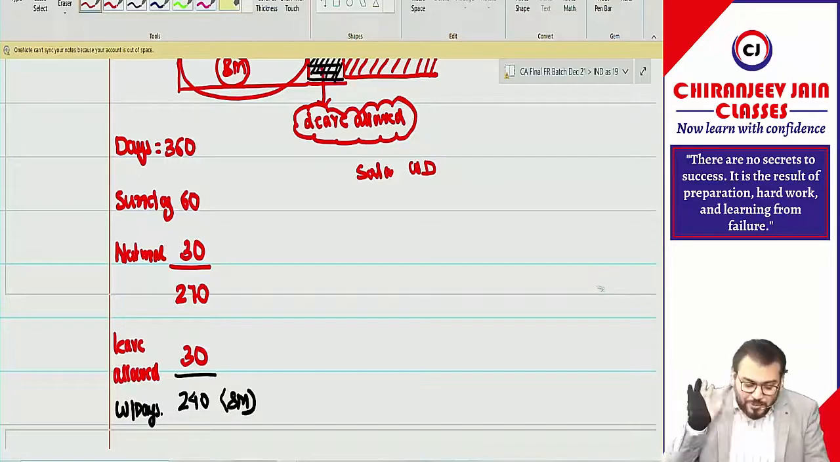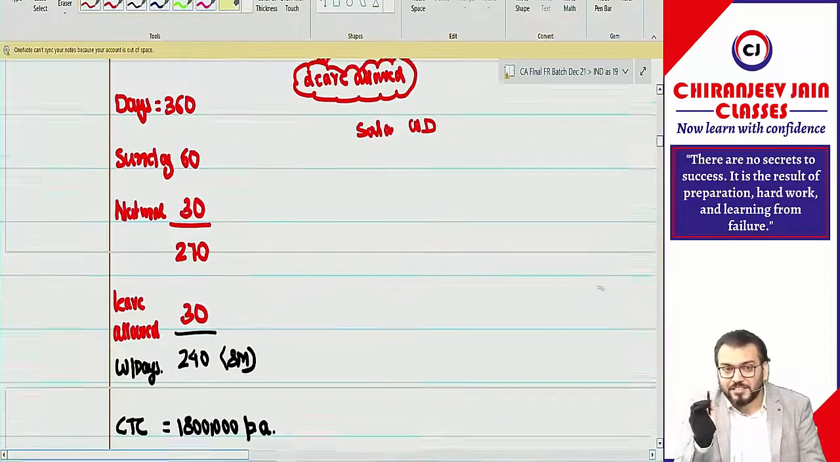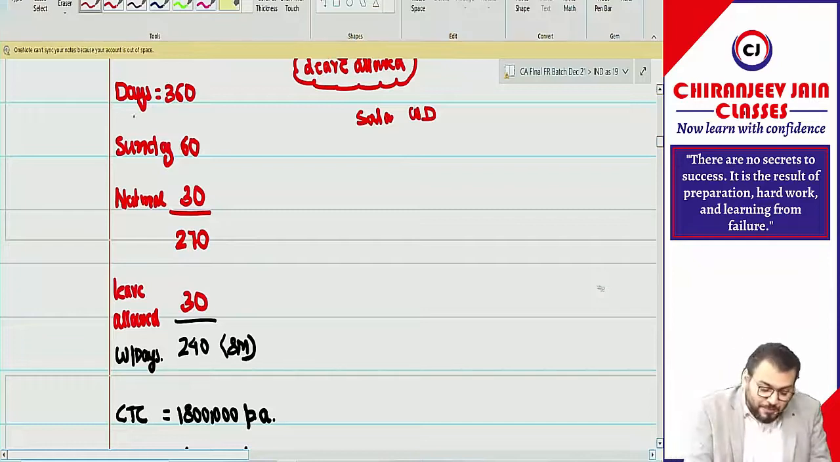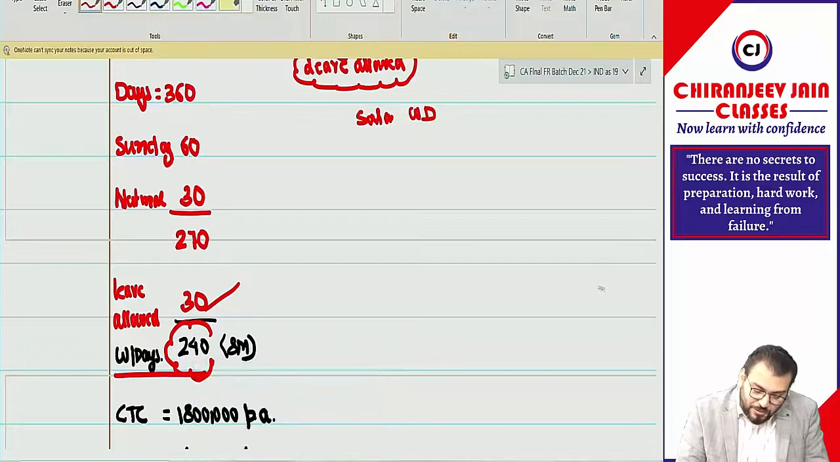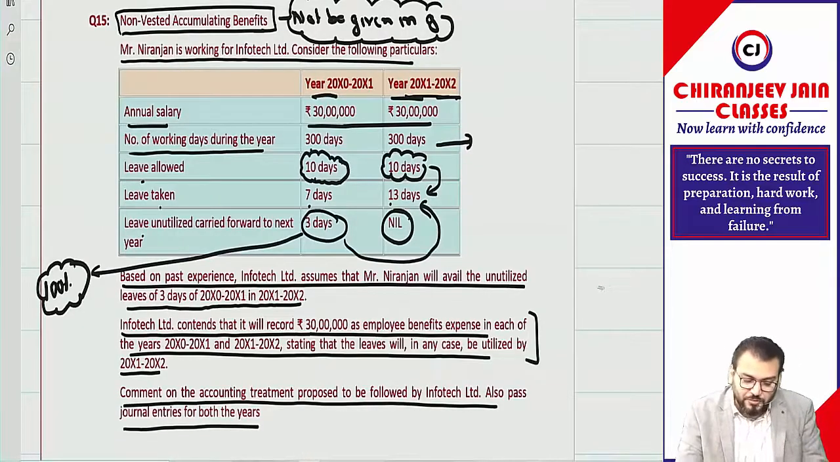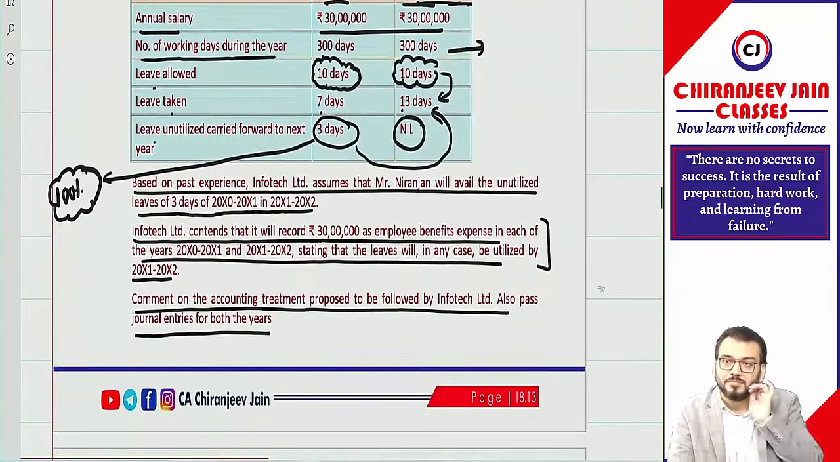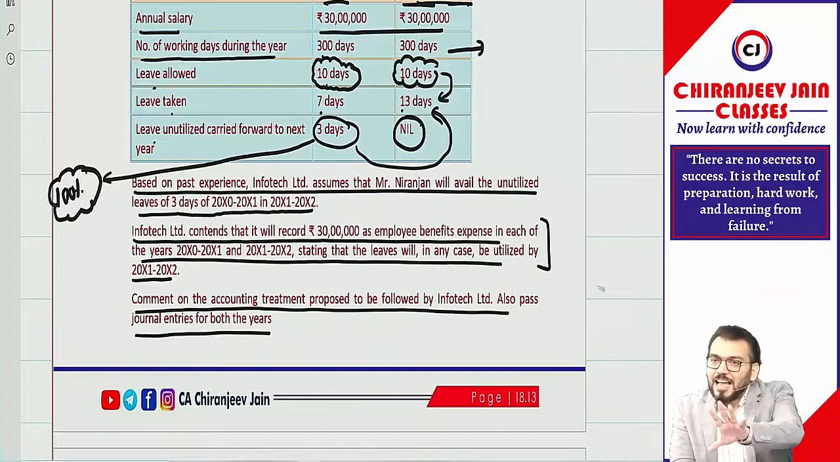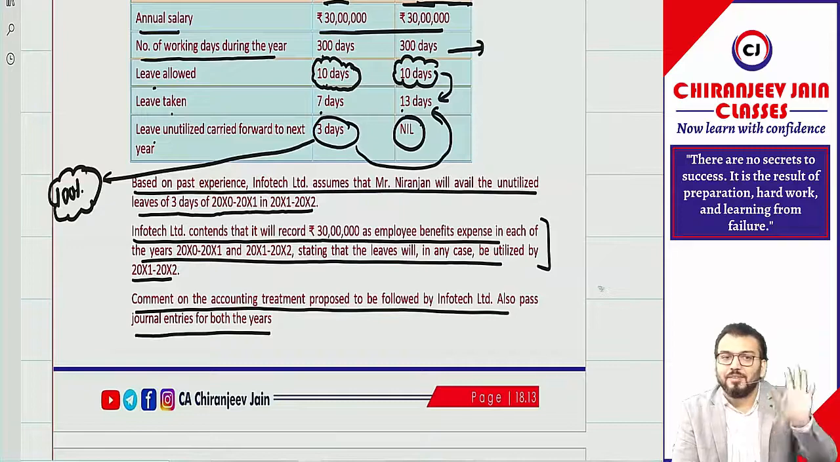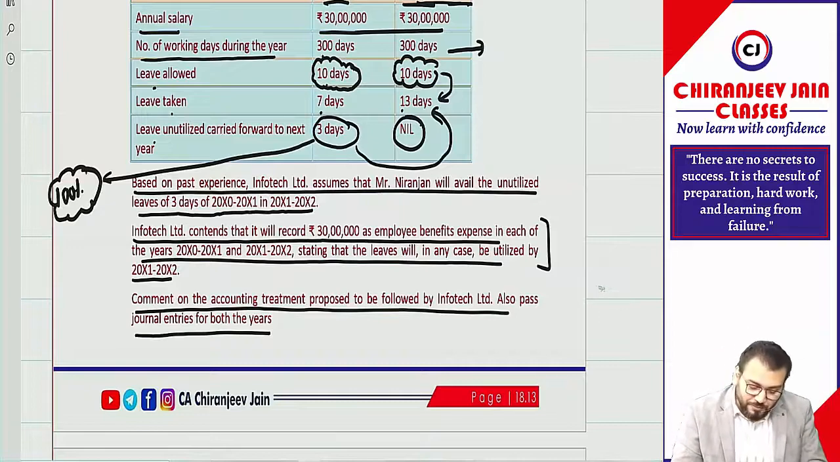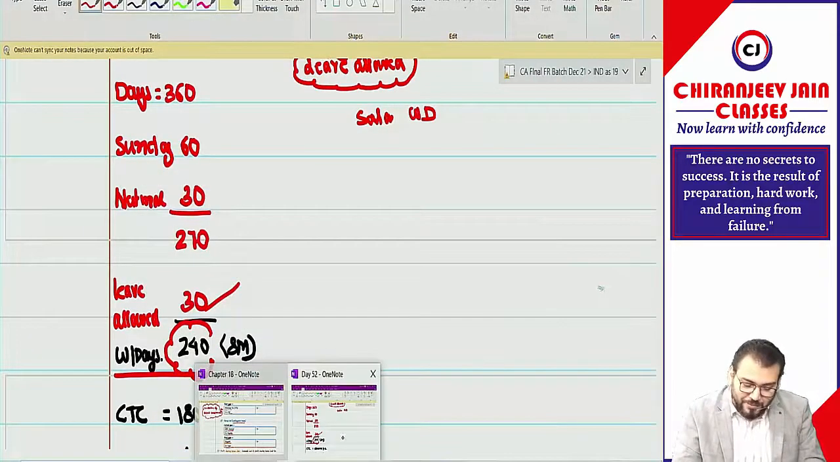So from my viewpoint, whenever I am saying number of working days, it should be excluding leave allowed. Understood? But I don't know what they have done. Let's see what they have done. However, at the end, the answer as per my viewpoint and as per ICAI will be the same, but the working will be different. First, I will explain my working.